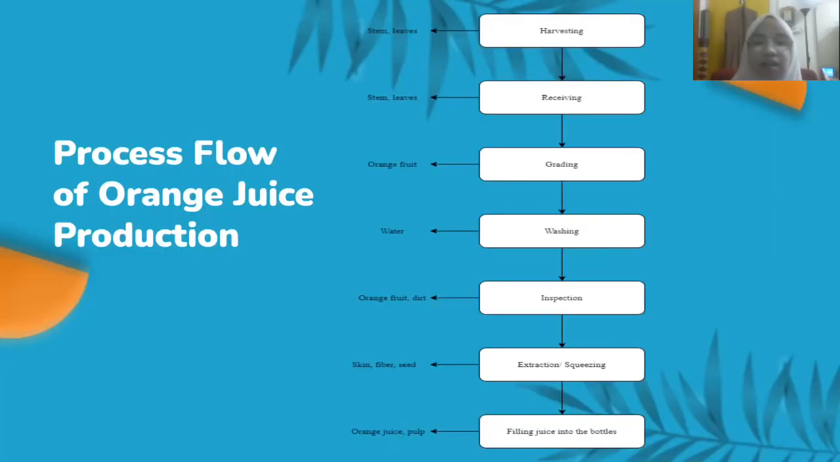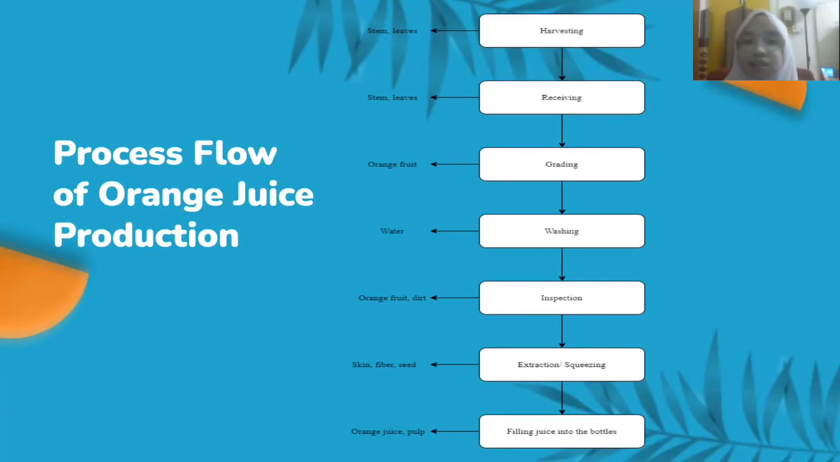Next is the process flow of orange juice production. First is harvesting. In the harvesting part, we produce waste such as stem and leaf. The same goes for the receiving process. Next is grading. In grading, we produce waste such as orange fruits that are abnormal or have molds.